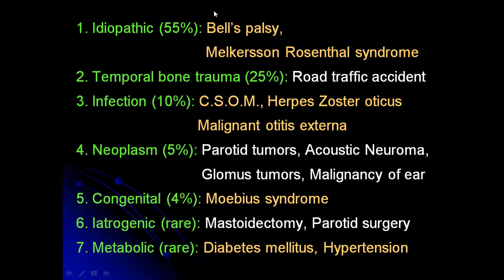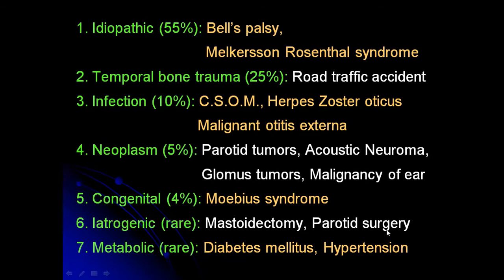Idiopathic palsy of unknown origin, acute onset, is a diagnosis of exclusion. Other causes have to be ruled out: trauma like road traffic accidents, infections like CSOM, herpes zoster oticus, malignant otitis externa, and neoplasms like parotid tumors, acoustic neuroma, glomus. Any tumor affecting the facial nerve can cause it. Congenital causes like Mobius syndrome occur along with sixth cranial nerve involvement, that is lateral rectus palsy.